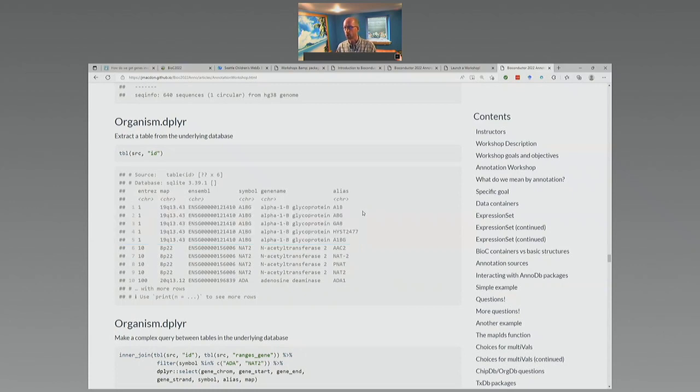So if you work with an old school biologist, they may call A1BG GAB or HIST-2477. You can run into situations where you get a bunch of gene symbols from a collaborator, and maybe they got those gene symbols from an older paper. That older paper may not call the gene A1BG. It may call it ABG or GAB or HIST-2477. So you can use any one of these mappings to go from the alias to the official symbol, and then from the official symbol to the Ensembl gene ID or to the Entrez gene ID.